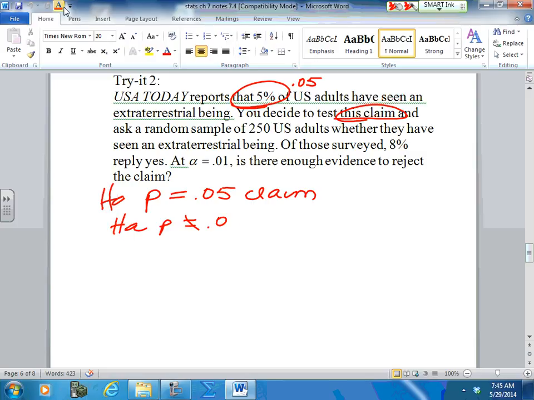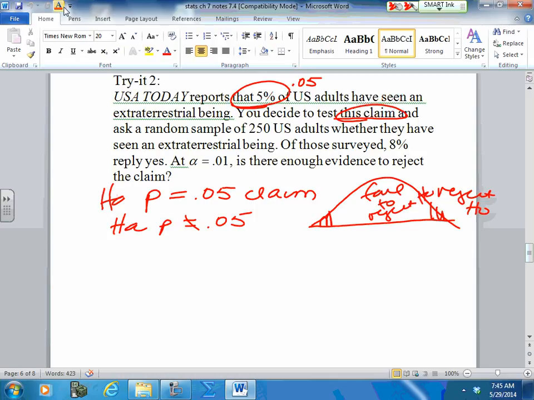So what tail test is this? 2. These little guys out here, this is the reject HO. If you don't know this, I suggest you write this down. Reject HO are the little tails of this. You only will allow that little small error, and this one happens to have two tails. Okay, so we test this claim.